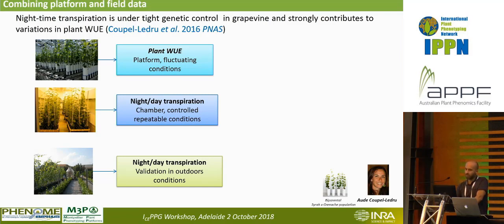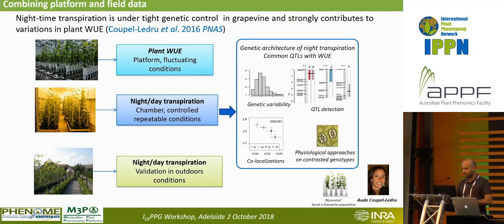then she moved the plants to a growth chamber with controlled conditions to have another range of conditions where she measured night and day transpiration in a very specific condition. She also validated these measurements in the field, where she measured night and day transpiration too, and she combined all the information to evaluate the genetic architecture of night transpiration, and she found common QTLs with water use efficiency. And this work has been published in PNAS.